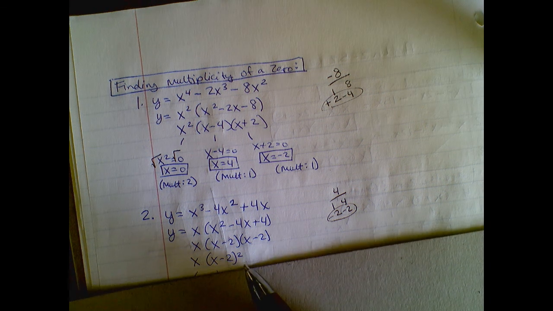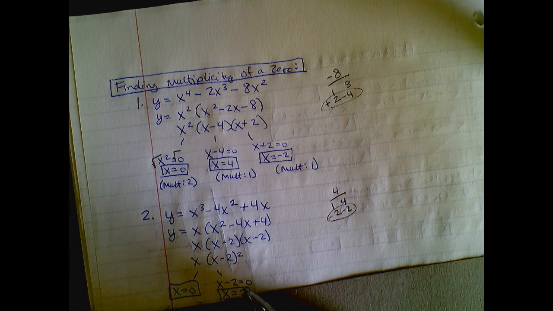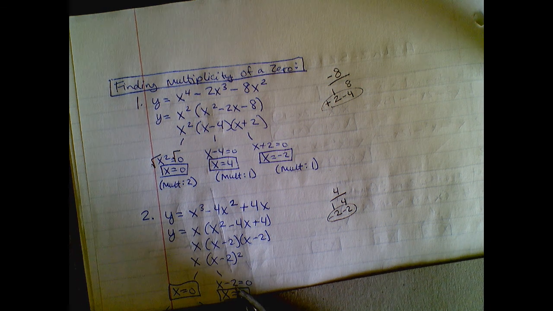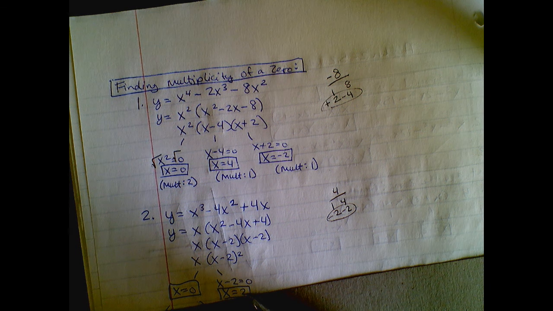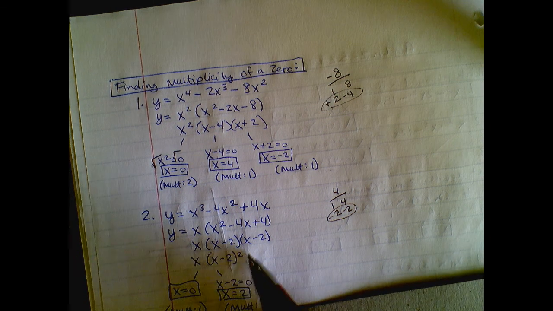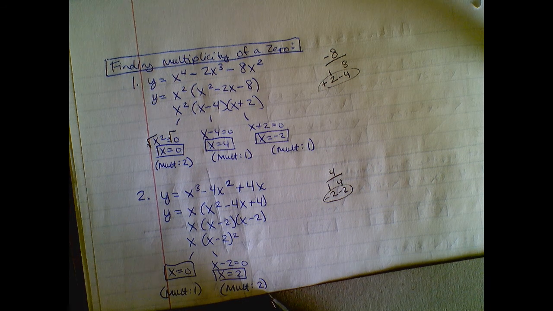And then we set them equal to 0 to find our zeros. So x equals 0 and x minus 2 equals 0. And then we go ahead and solve them. So we get x equals 0 here, and then we get x equals 2 here. This x equals 0 didn't have an exponent, so it has a multiplicity of 1. This x minus 2 had an exponent of 2, so the multiplicity is 2.